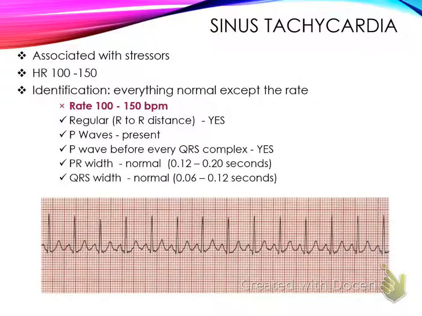And our QRS width is normal. Everything's normal. But what's the rate? 1, 2, 3, 4, 5, 6, 7, 8, 9, 10, 11, 12, 13, 14. Times 10. It's 140. It's really fast. But everything's normal, but it's really fast. What do we do about it?